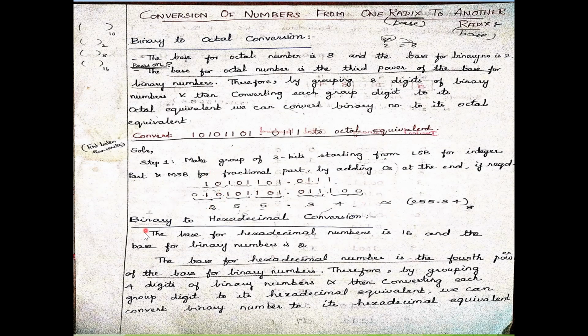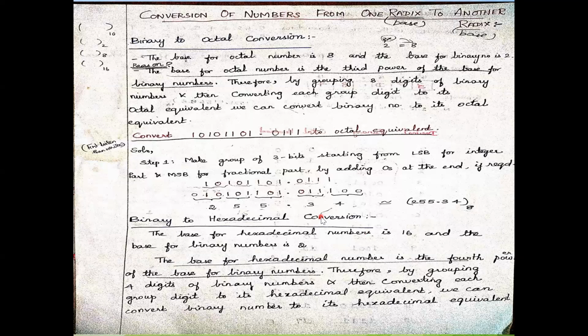Next, conversion of binary to hexadecimal. The same procedure: the base for hexadecimal is 16, whereas the base for binary is 2. Hence, it has to be raised to the power of 4. Hence, the given binary number has to be grouped into 4 digits in order to convert it into its hexadecimal equivalent. So, the same procedure is applied, whereas in the case of binary to octal we group 3 bits, in the case of binary to hexadecimal we group 4 bits.